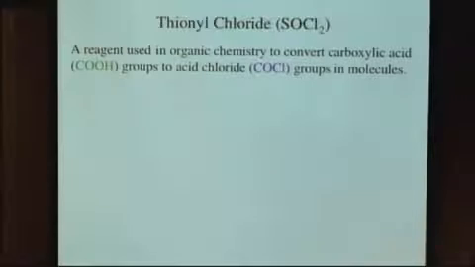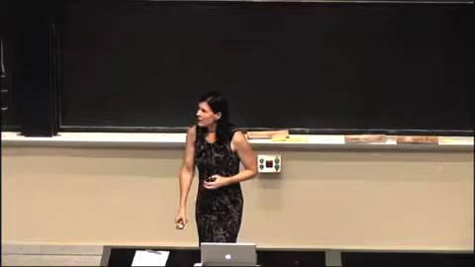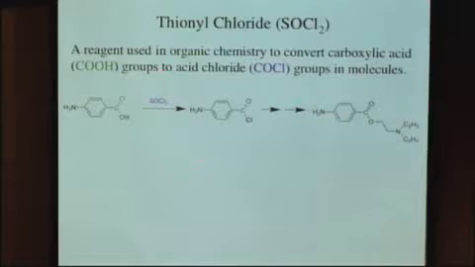This is another organic chemistry reagent. It's also used extensively in the pharmaceutical industry. What it's used for is to convert one type of group, what's called a carboxylic acid, into another type of very reactive intermediate, which is called an acid chloride. So I show that here. In green, you have what's called a carboxylic acid group, a COOH, which gets converted by SOCl2 to a C double bond OCl, or an acid chloride.